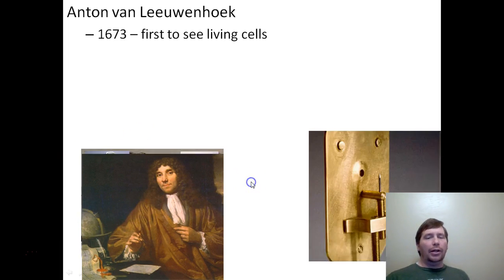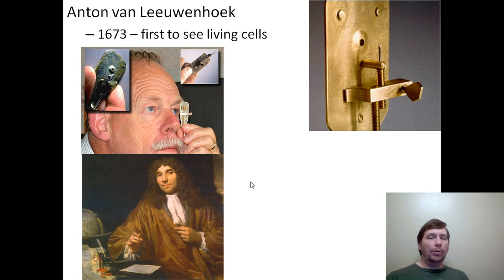What Leeuwenhoek did is he invented his own microscope. This is what it looks like. Here's where the lens would be, and he could put a sample right here and look at it using his microscope. It does not look like much, but this little microscope has a magnifying power of 400 times. That's better than your cell phone by far.